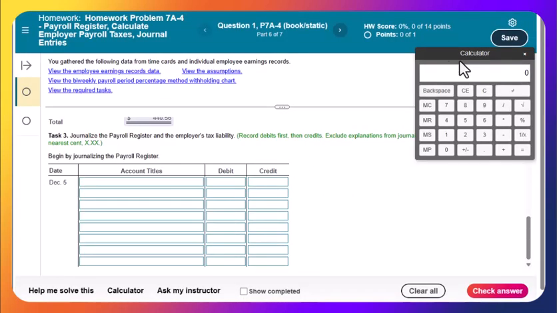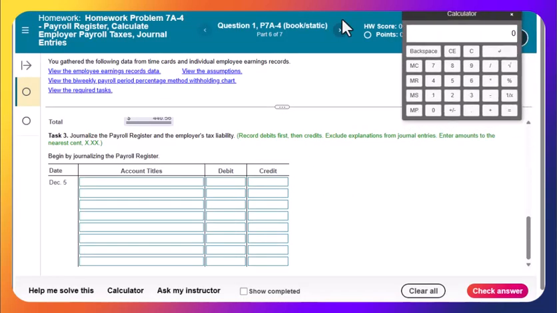Okay, and here we have task number 3. Journalize the payroll register and employer's tax liability. Record debits first, then credits. Exclude explanations from your journal entries. Enter amounts to the nearest cent. Begin by journalizing the payroll register. Here we have the date, December 5th. Account titles, debit, and credit.